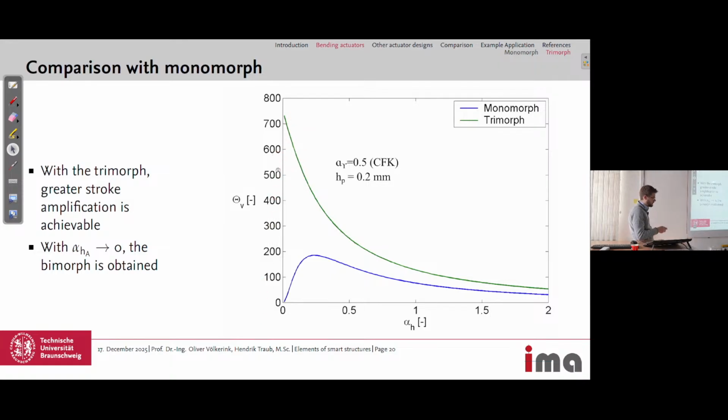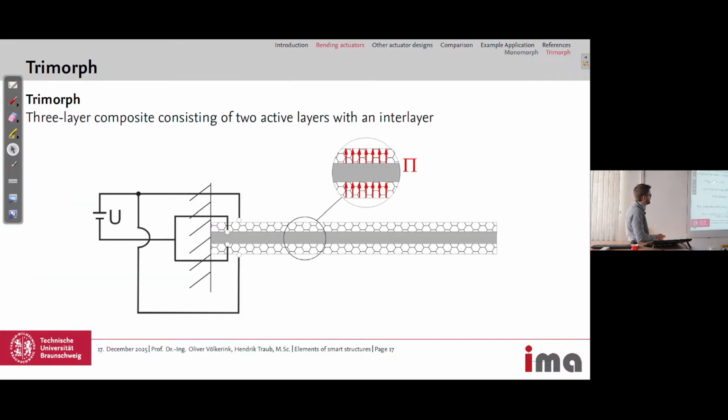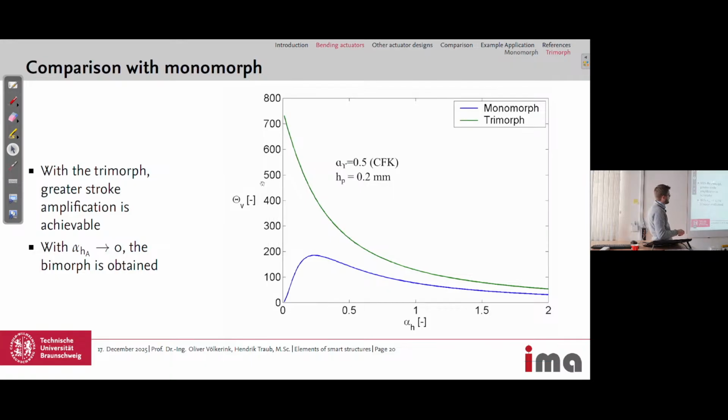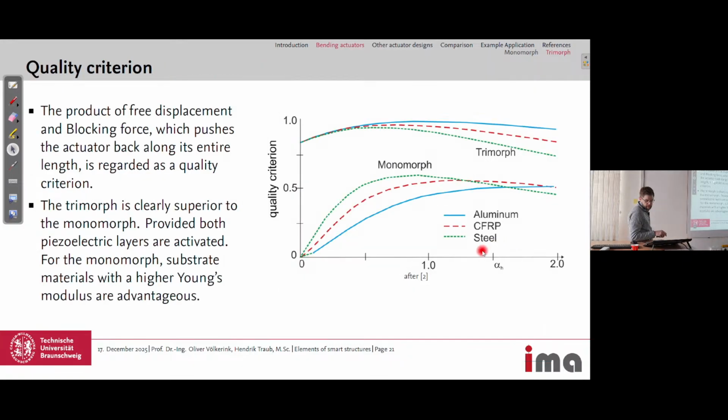So in this case, I think the ratios are the other way around. Let's have a look a few slides back. Yeah, so in this definition, we have HA over HS over HA, and therefore, if this gets 0, then HS would be also 0 for the trimorph. So this is the special case of the bimorph. So here is the bimorph, which is a special case of different thicknesses, and we can see that again the trimorph is performing better than the monomorph.